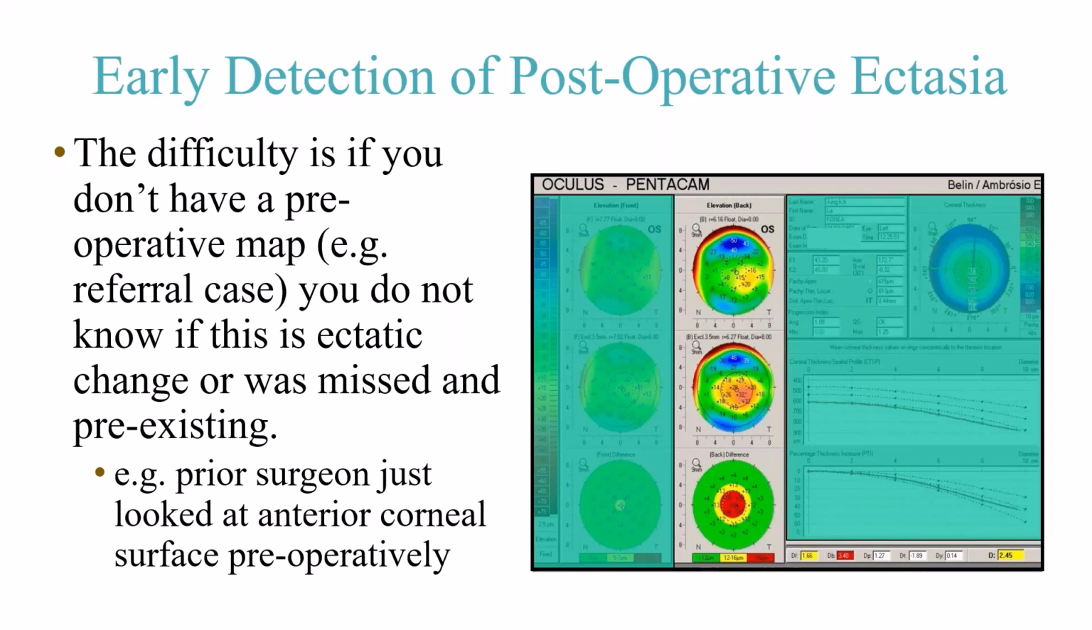So again here, you don't know if this ectatic change was missed and was pre-existing. And that occurs if the prior surgeon just looked at the anterior corneal surface preoperatively. But again, this is not what you would want to see on a postoperative cornea.